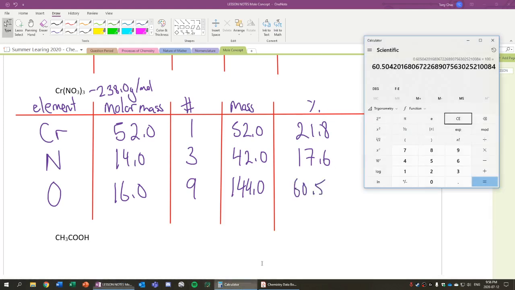And again, to check, add these up. If they all add up to 100%, you know you did this correctly. In this case, it adds up to 99.9 because of our rounding error. But it's pretty much 100%.